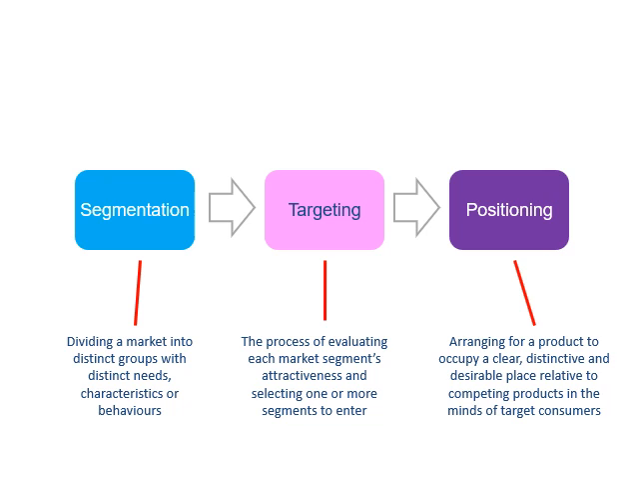Targeting is the process of evaluating each market segment's attractiveness and selecting one or more segments to enter. It's generally conducted at 4 distinct levels, and these are based on the relative size of the targeted segments. So from largest to smallest, you start with undifferentiated mass marketing, then you get differentiated segmented marketing, then you get concentrated niche marketing, then you get micro marketing at a local or individual level.